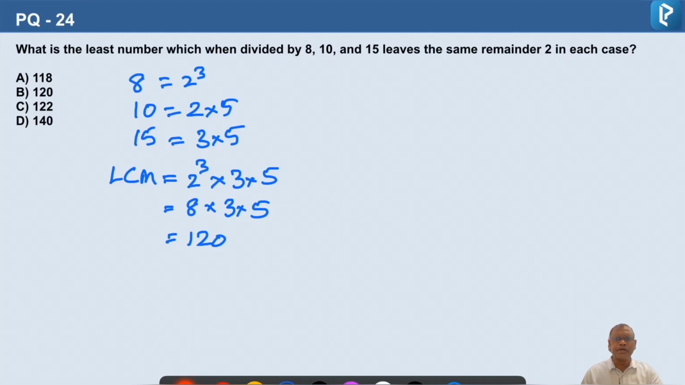So the question is, the remainder should be 2 in every case. So that means add 2 to 120. If you add 2, you will get a remainder 2 in every case. Whenever you divide with any one of these three numbers, you will get 2 as the remainder. Add 2. You will get 122. So 122 when divided by any one of these three numbers, we will get 2 as the remainder. Option C is the correct answer.